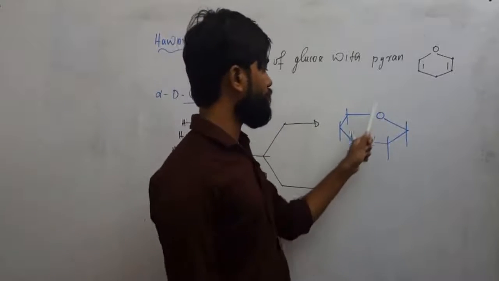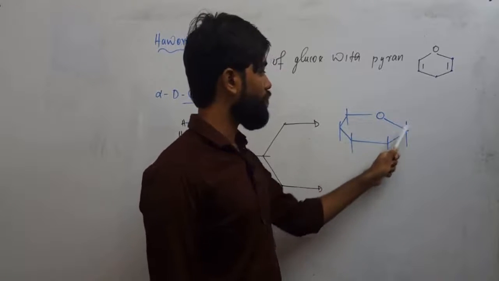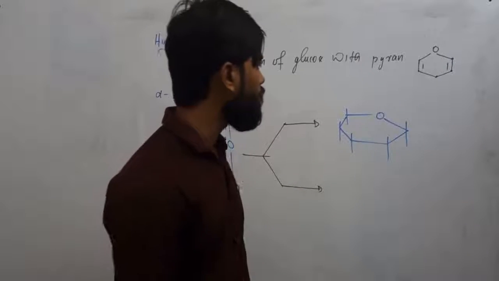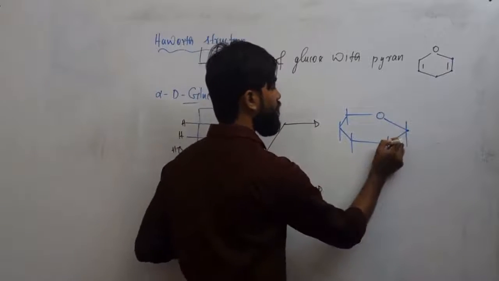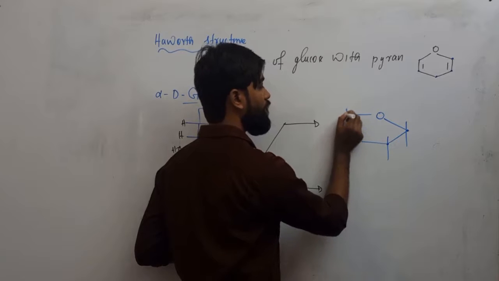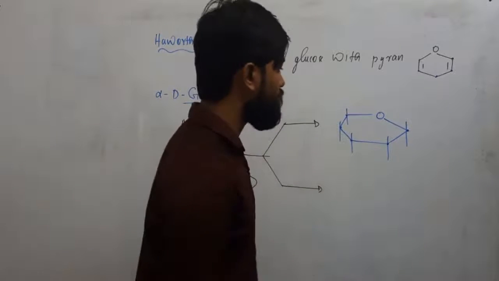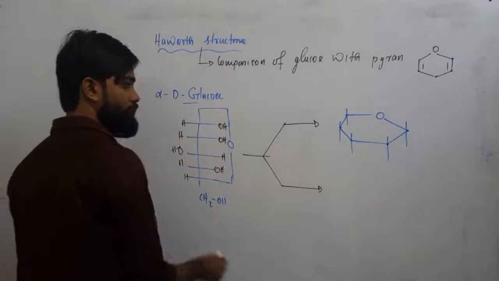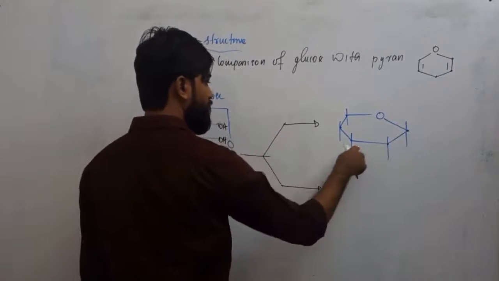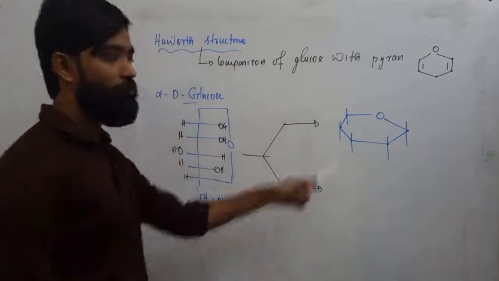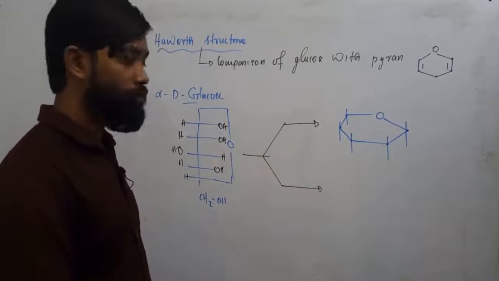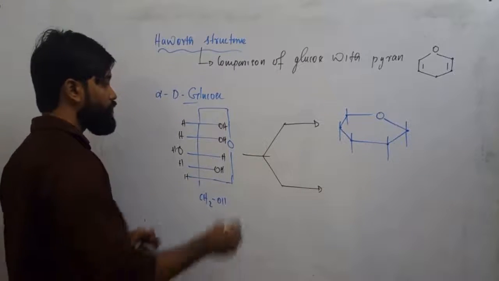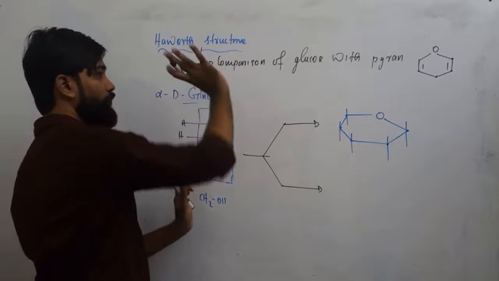This is actually pyran: 1, 2, 3, 4, 5, five carbons connected by oxygen. There is no need for a multiple bond, okay? All carbons have 2 additional valencies, and these valencies represent the chiral centers. This is a chiral center, chiral center, chiral center, chiral center, chiral center. This is the most convenient way to represent the reactions of glucose, so we prefer the Haworth structure.